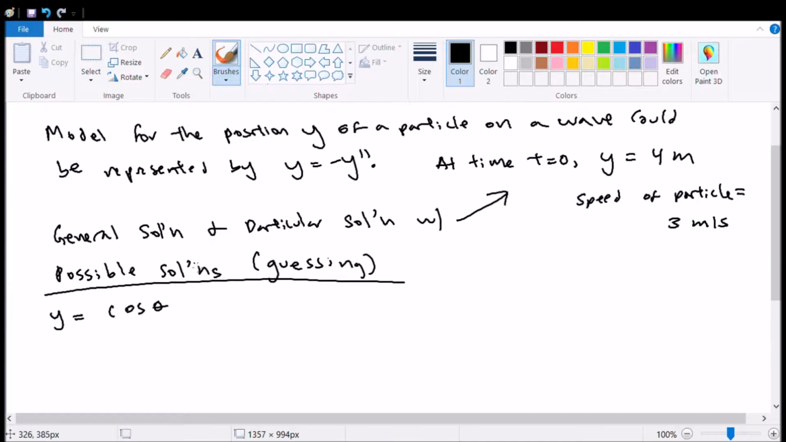Another one you might be able to guess is sine. The first derivative of sine is cosine, the derivative of cosine is negative sine, so the second derivative of sine is equal to the negative of the actual function. So here we have our y sub 1 is cosine and our y sub 2 is sine. And you might be wondering, if we combine those two, can we get a general solution? Could the general solution be of the form C1 cosine theta plus C2 sine theta?